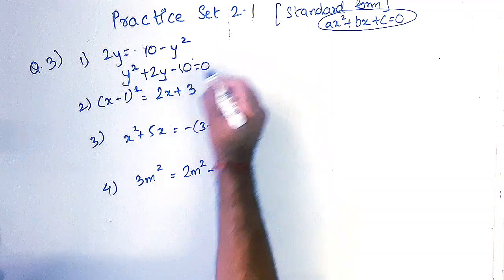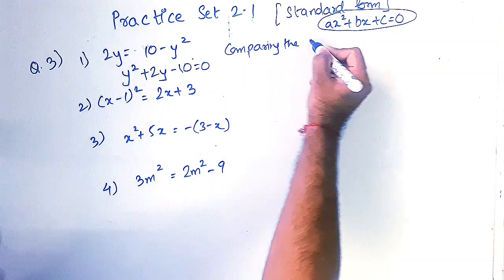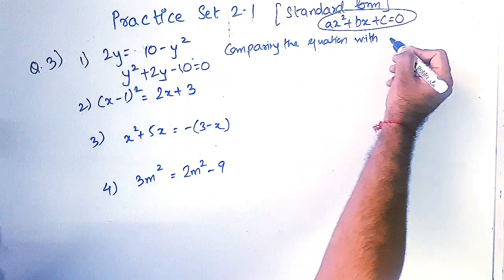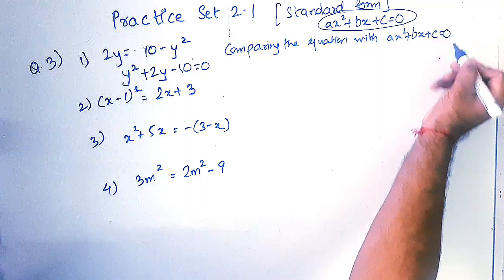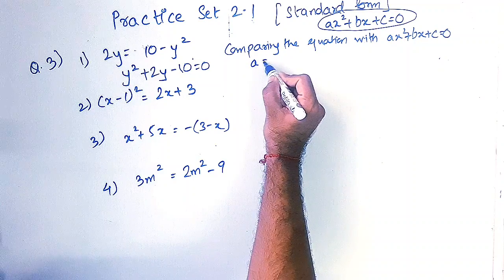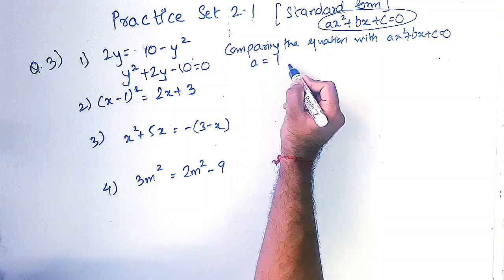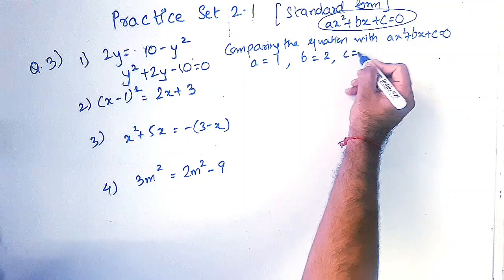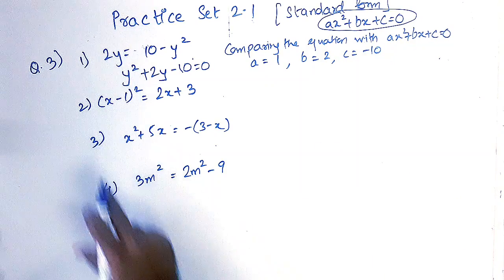Now, comparing the equation with, you have to compare this with ax square plus bx plus c equals to 0. What will you get? You will get a equals to 1, b equals to what? b equals to 2 and c equals to minus 10. Okay, let us come here.